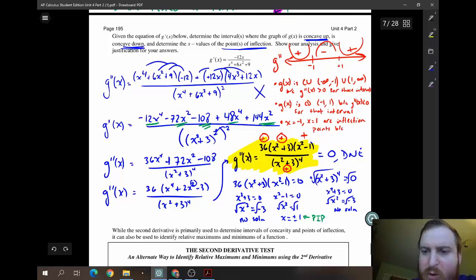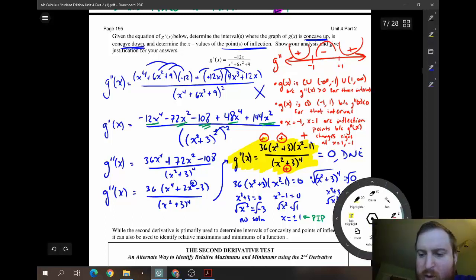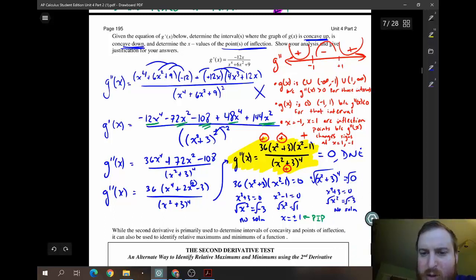Because you can either say g double prime of x changes signs, or you can say g of x changes concavity. Either way works. I'm going to use because g double prime of x changes signs at x equals 1 and -1. But you could have also said because g of x changes concavity. This is what we need to practice, making sure we're writing correctly.